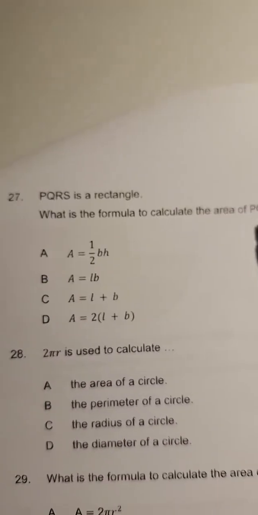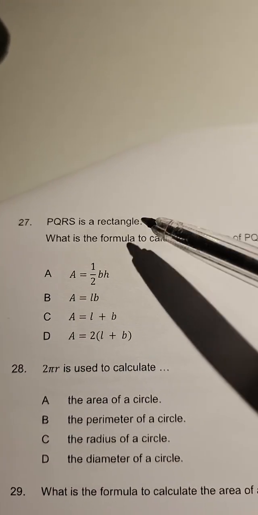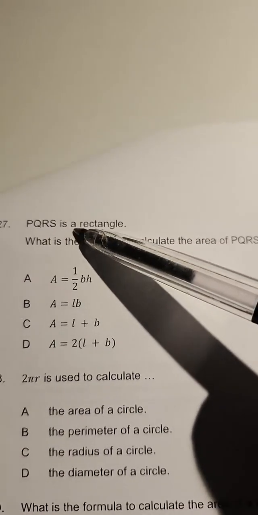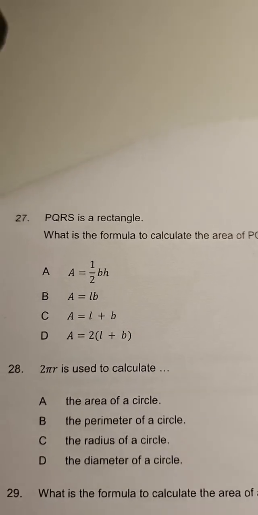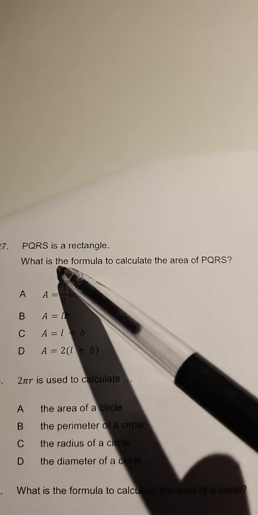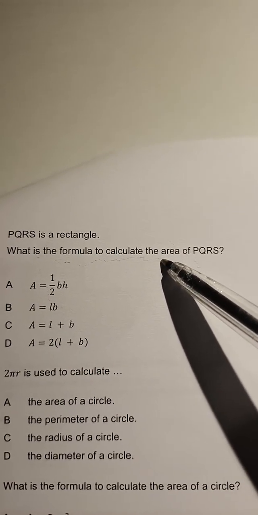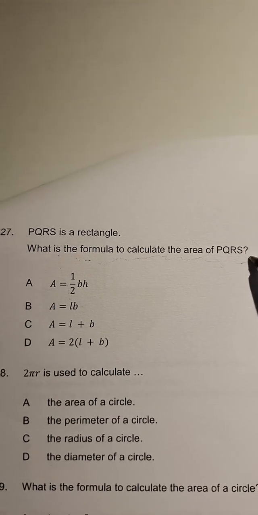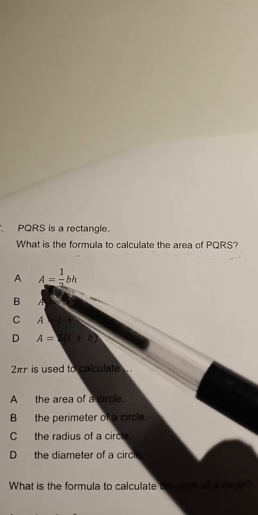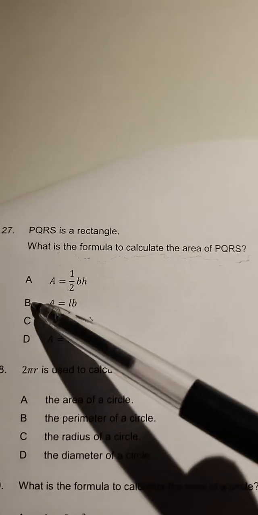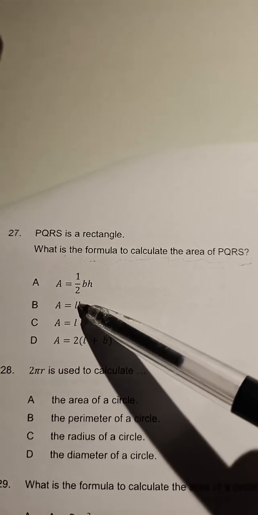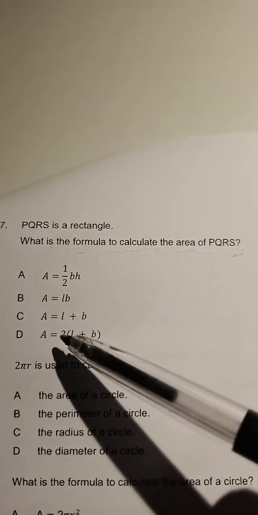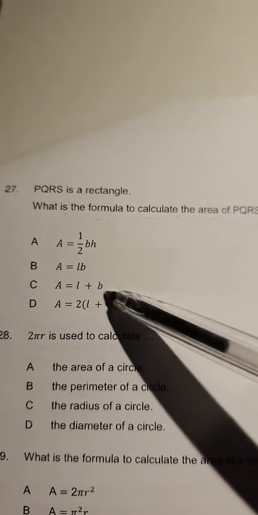The next question, question 27. PQRS, we are told, is a rectangle. Hopefully we know what a rectangle is. What is the formula to calculate the area of PQRS? Is it A, half base times height, B, length times breadth, C, length plus breadth, or is it D, 2 length plus breadth?